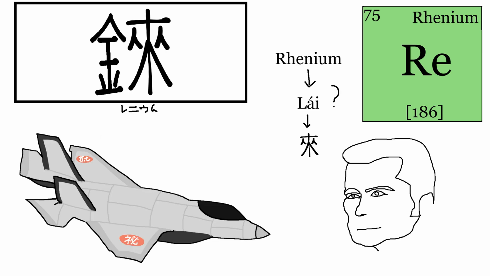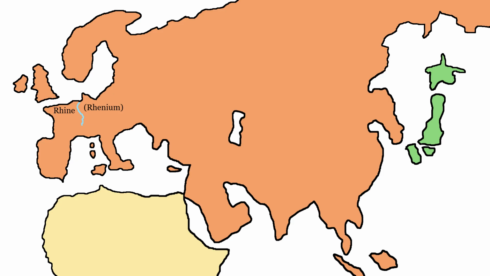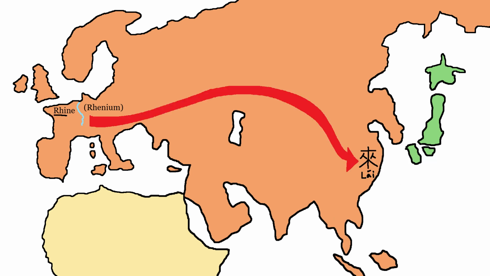Rhenium is written like this. Lie. Doesn't sound similar, but I got a theory about its origin. The element rhenium was named after the Rhine, a major river in Germany. You know, from your history class. Anyways, if this were the case, it would be the only explanation to why it uses the kanji rai.